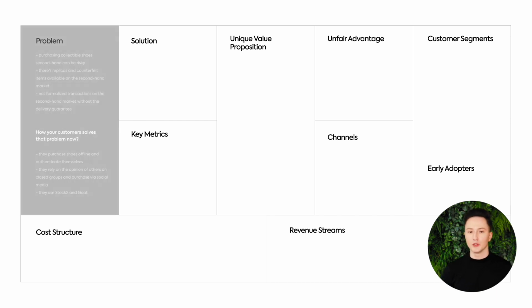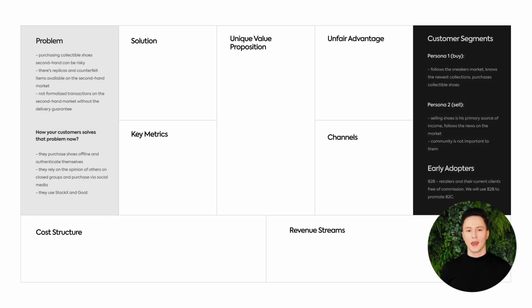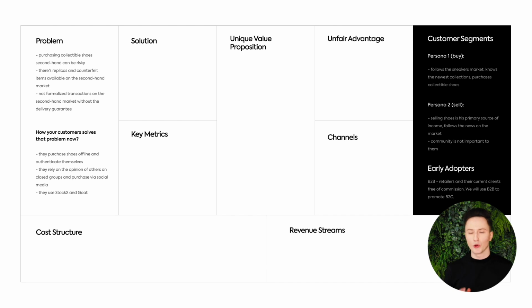The first thing you need to write down is the description of which user problems your product is going to solve. As you can see, in the case of Sneak, the problems we are aiming to solve are the risk associated with buying second-hand shoes, the risk of purchasing counterfeit items, as well as the safety concerns regarding transactions with individual sellers.